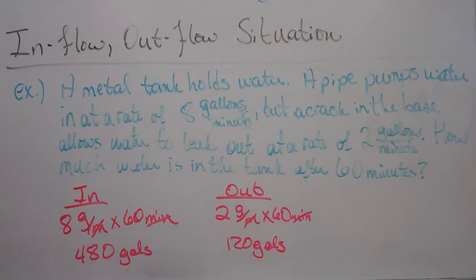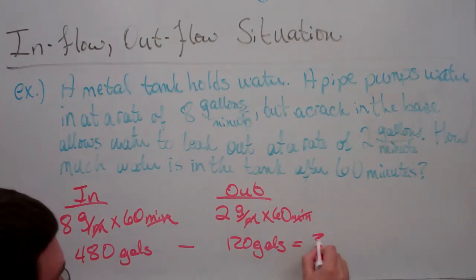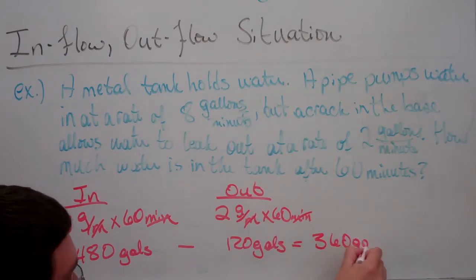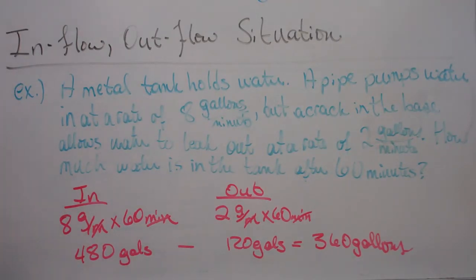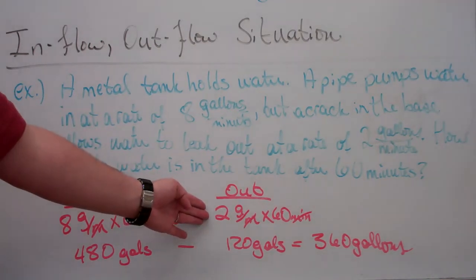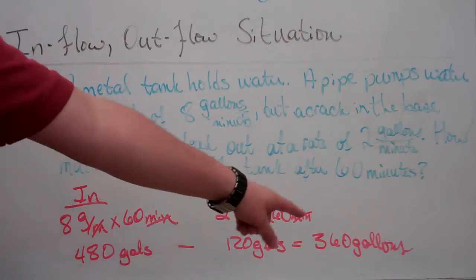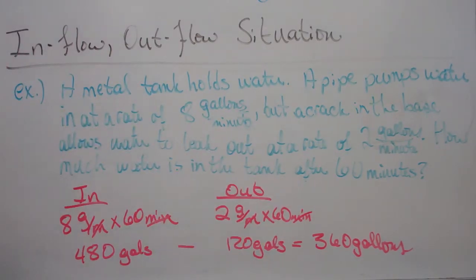So subtract 120 gallons from 480 gallons and you get your answer. You will have 360 gallons of water in the tank after 60 minutes. Again, like I said, break it into two problems. How much is going into the tank in that 60 minutes? How much is coming out of the tank in that 60 minutes? Subtract the two, and that's how much water is in the tank after the 60 minutes.